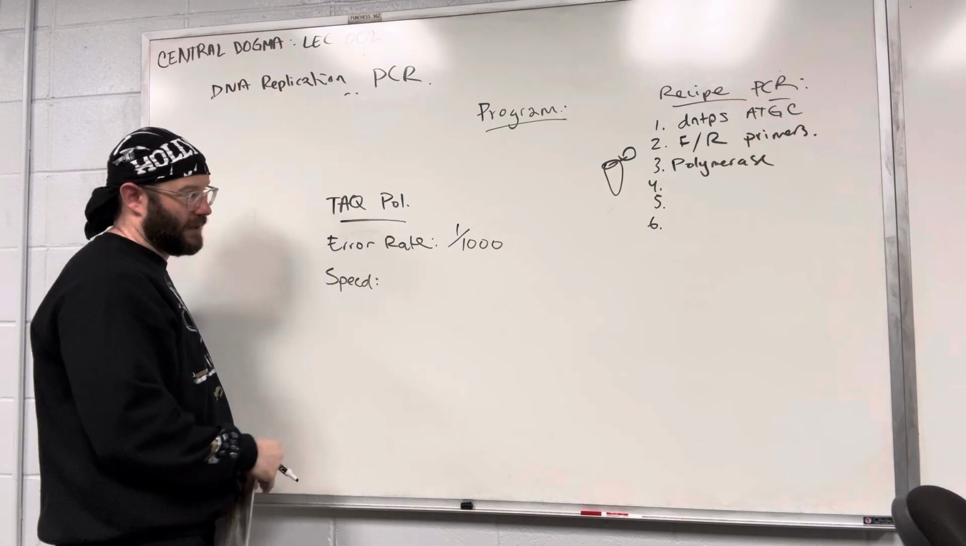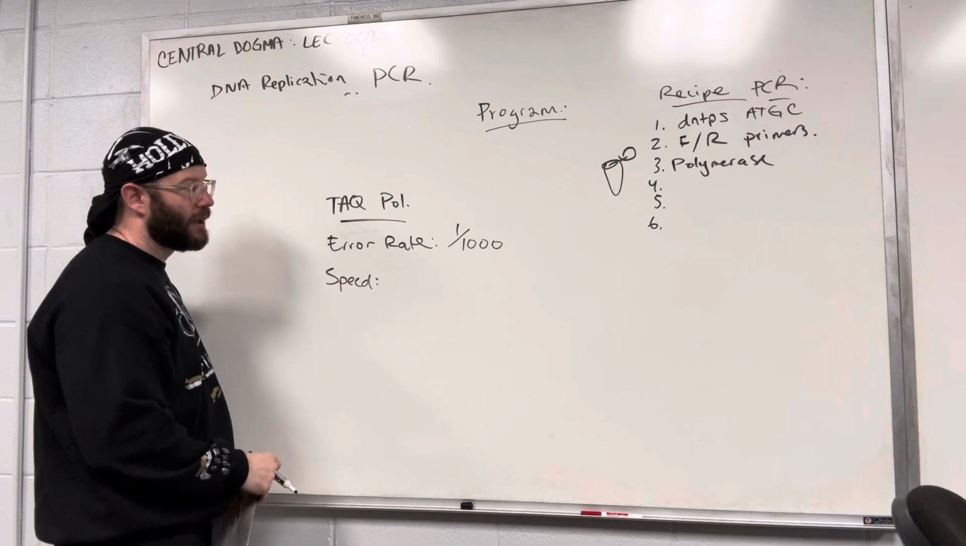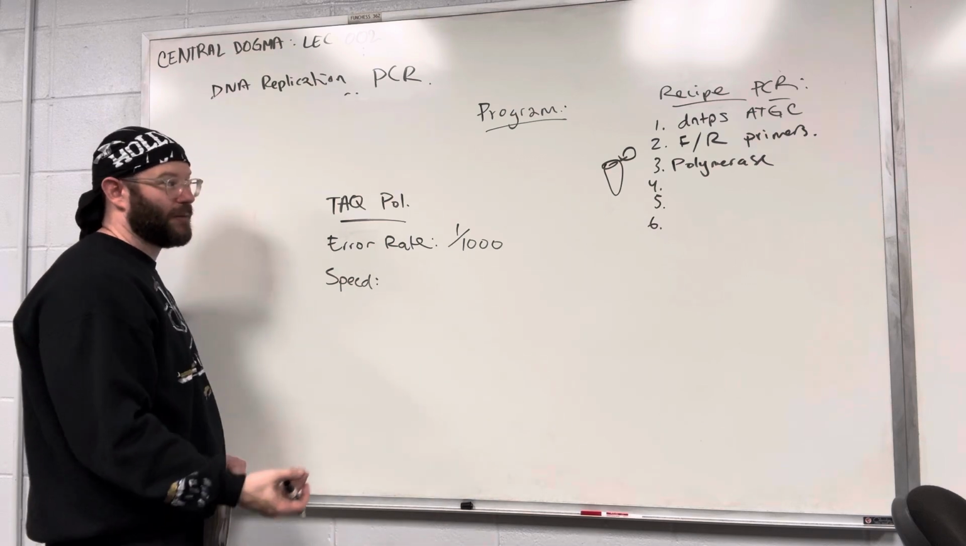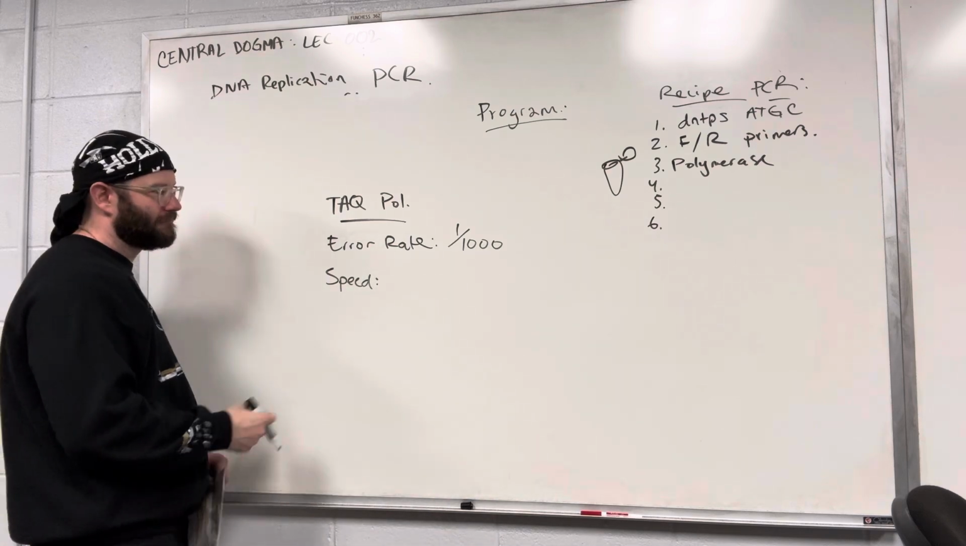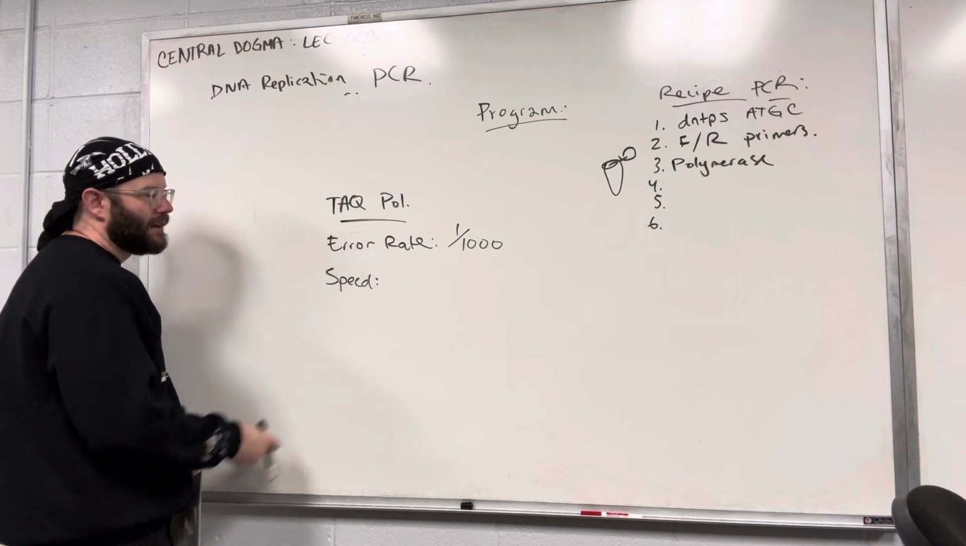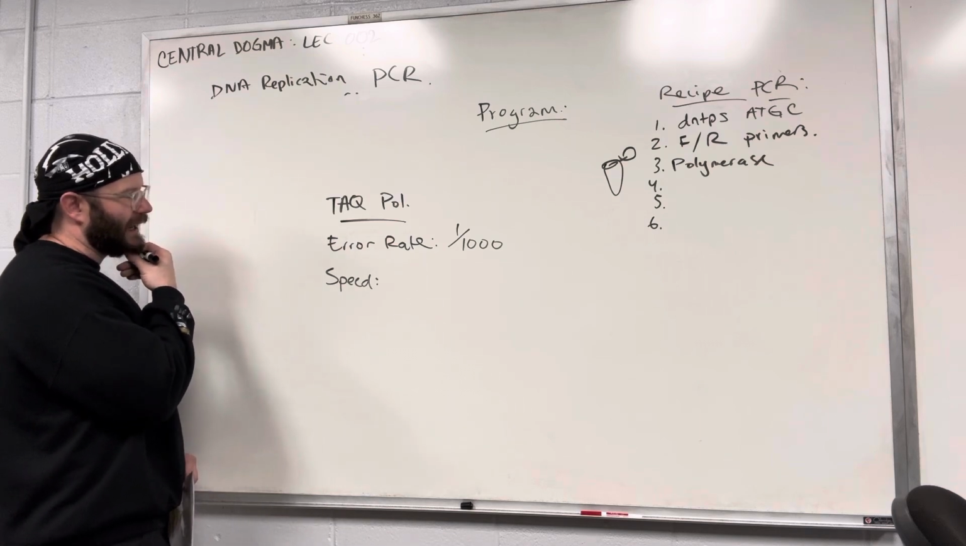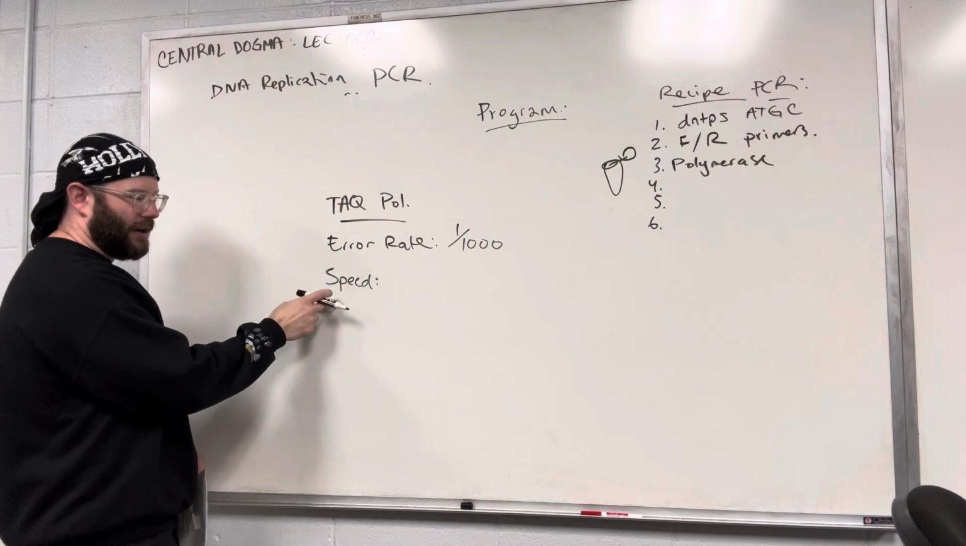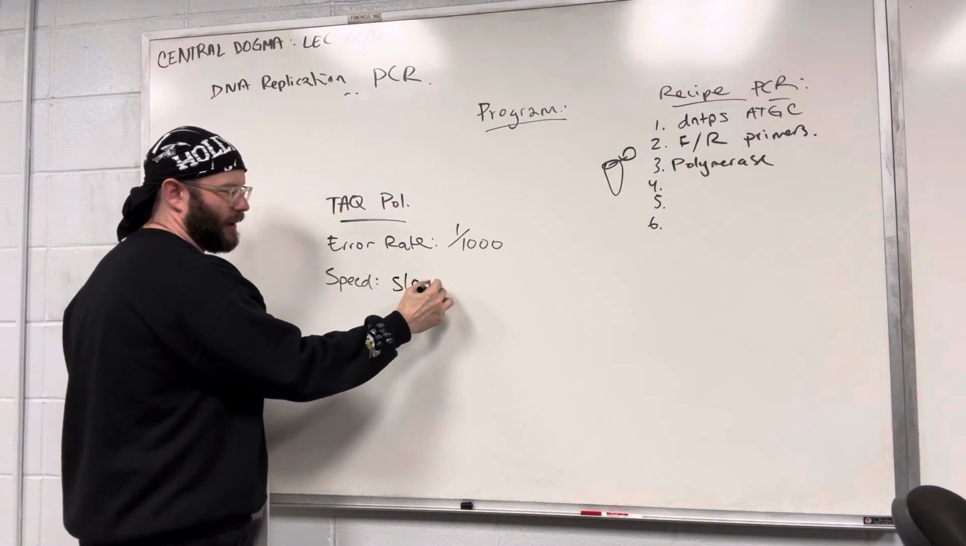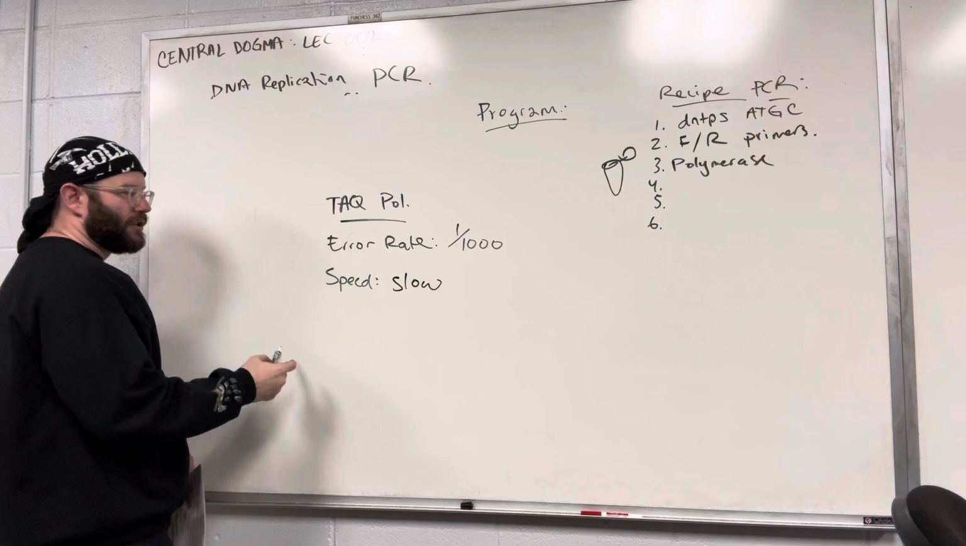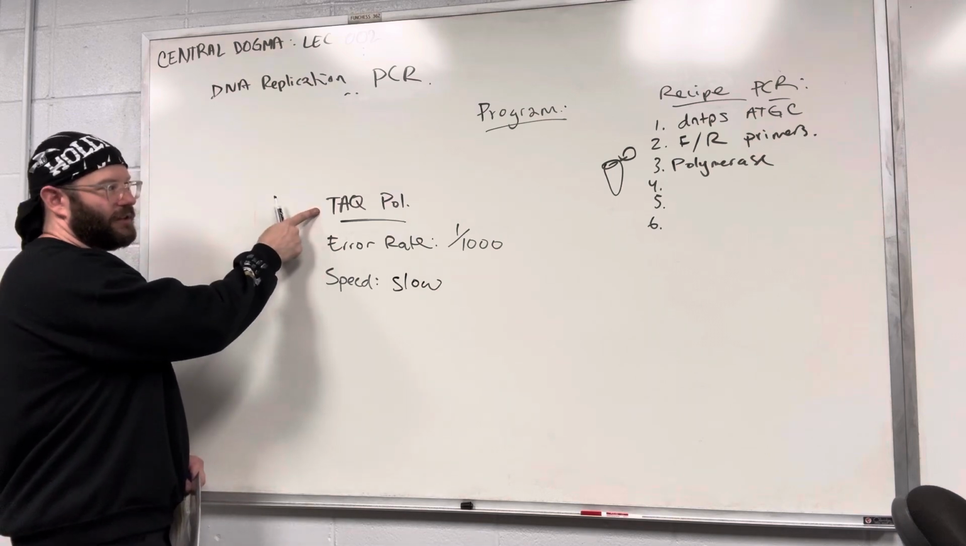If it's 10,000 base pairs, which would be a real long PCR, you're going to get 10 errors every time, and that's going to exponentially be pretty bad. On top of that, the speed is not very high. I don't remember off the top of my head the speed, but essentially what you can remember is it's slow. So nowadays we don't really use this.